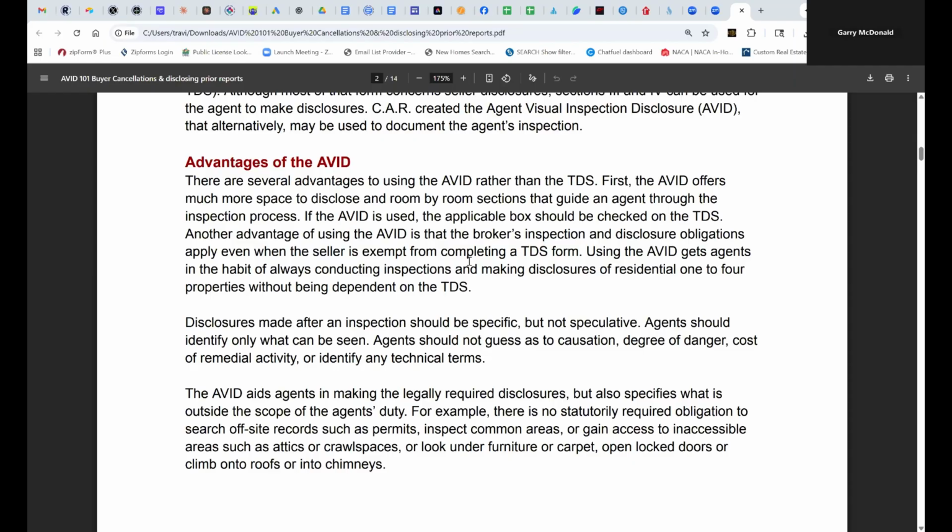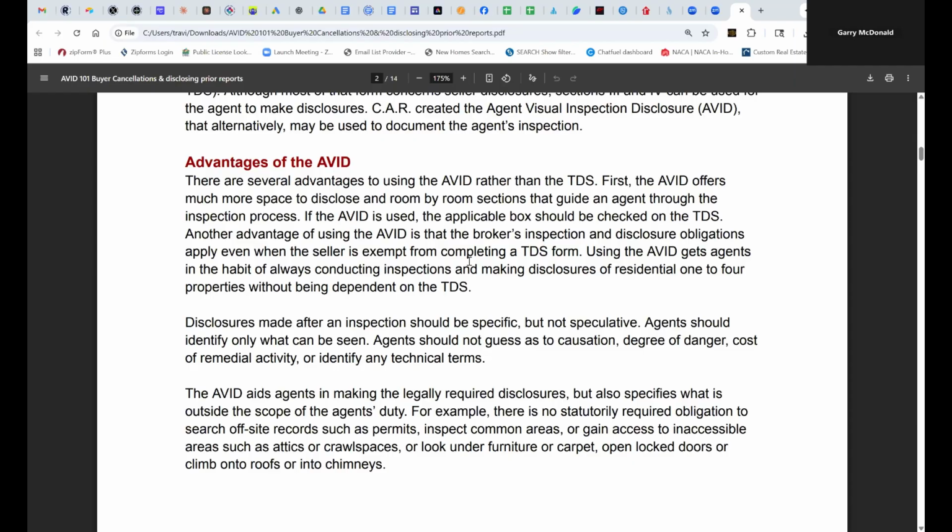It also shows consistency. If you're just constantly using the same form all the time, filling it out the same way all the time, searching the same things every time, that shows consistency, and that's the kind of thing that DRE auditors like to look at: you have a flow on how you conduct your real estate transactions.